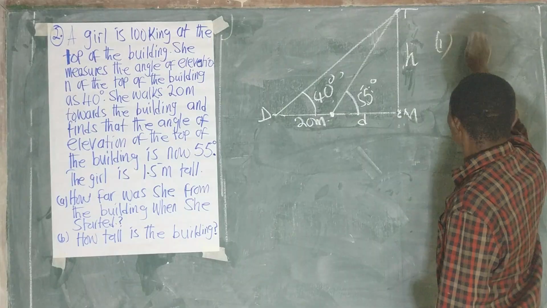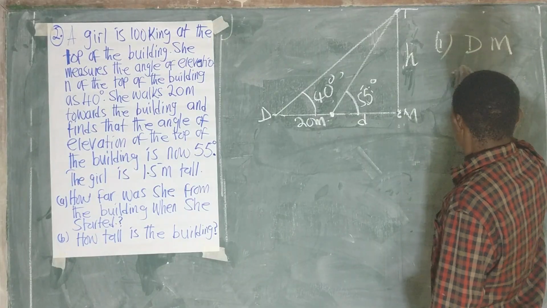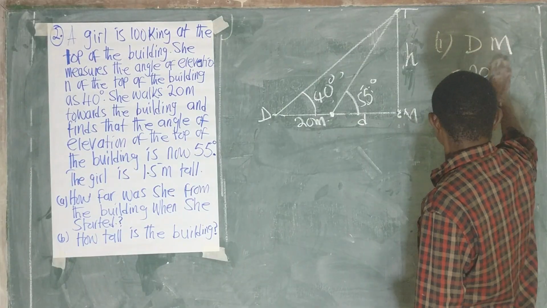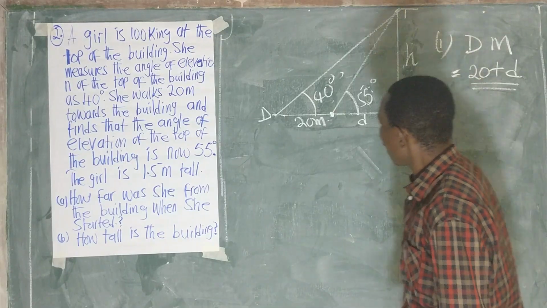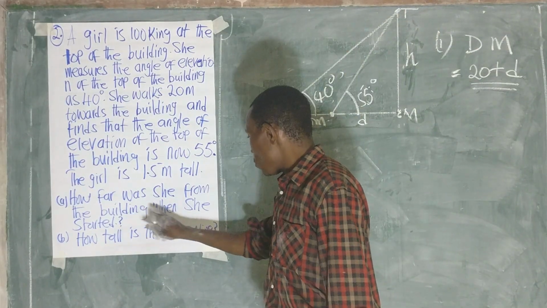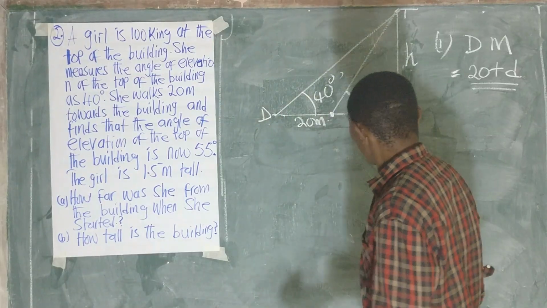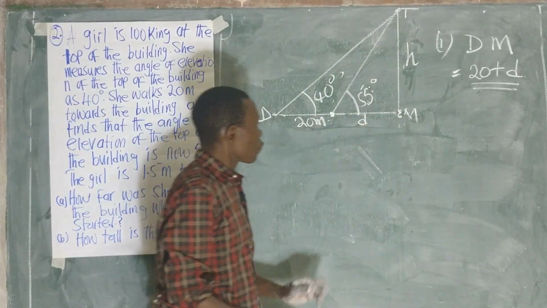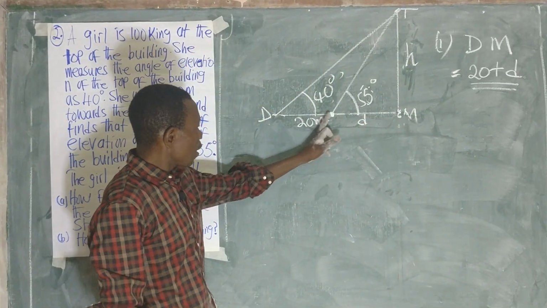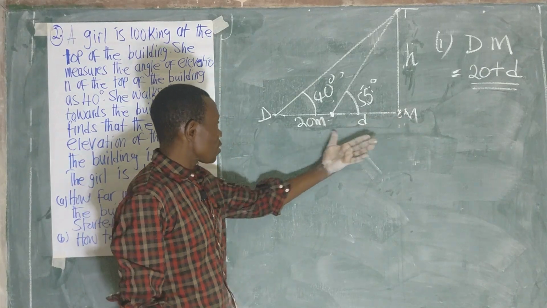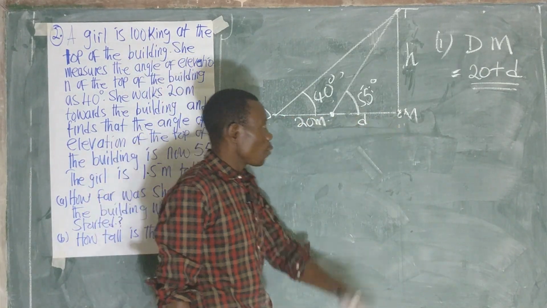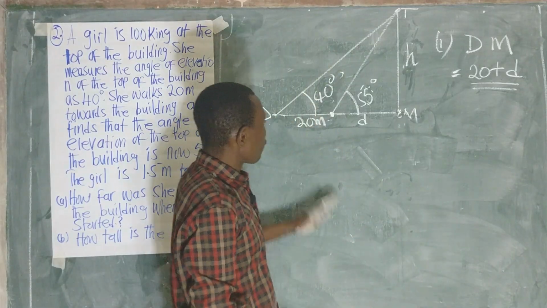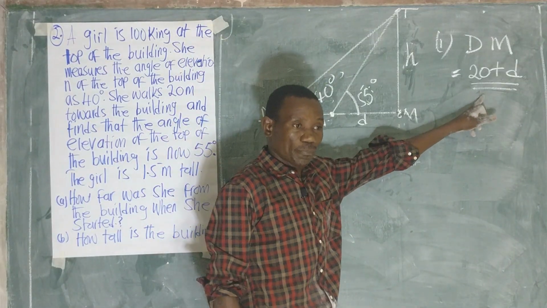We have to find what? DM, which is as good as the 20 plus the value of AD. How far was she from the building when she started? So it's more like you have to find the value from here up to that. So which means you have to have 20 meters plus d. So just calculate the value of AD.